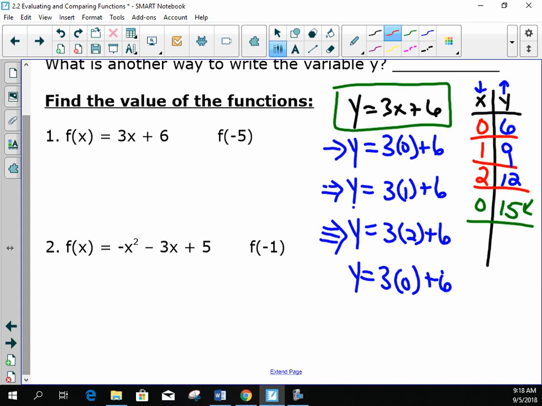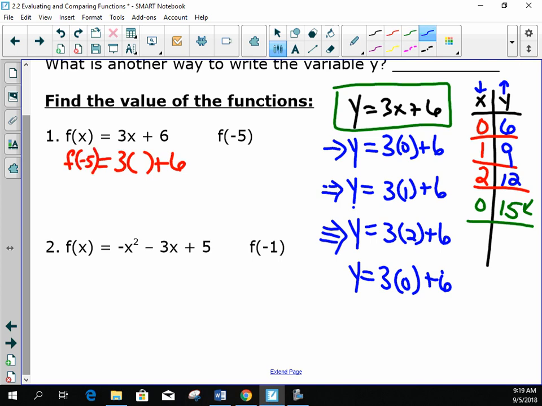So now this says f of x equals 3x plus 6. So what does f of negative 5 equal? Well, this right here is your y. That's your x value. So I go like this: 3, empty parentheses, plus 6. And I'm going to put f of negative 5 right here.